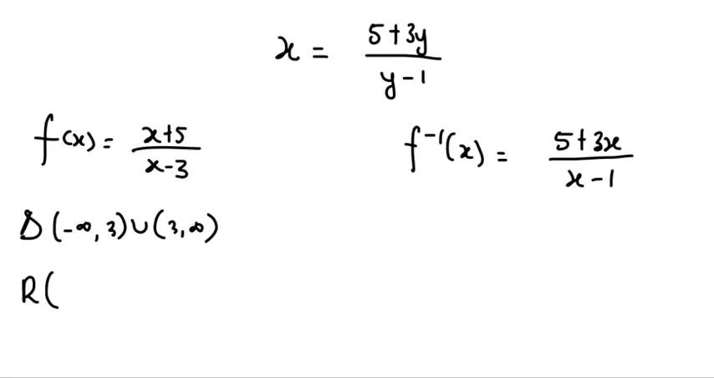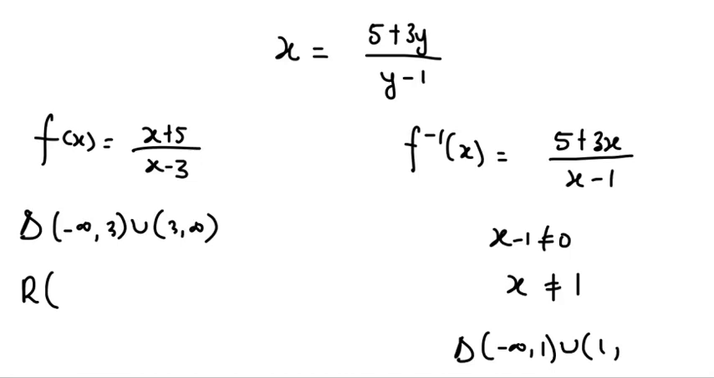To find the domain of this inverse function, the denominator is not going to be equal to 0. From here, we see that x is not equal to 1. Therefore, the domain of the inverse of this function is negative infinity all the way to 1, union 1 to positive infinity. And therefore, the range of the original function is negative infinity all the way to 1, then union 1 all the way to positive infinity.